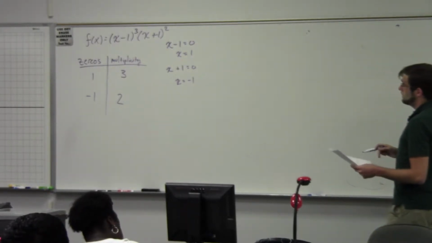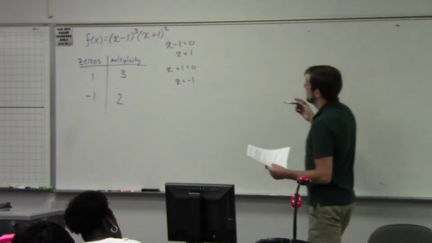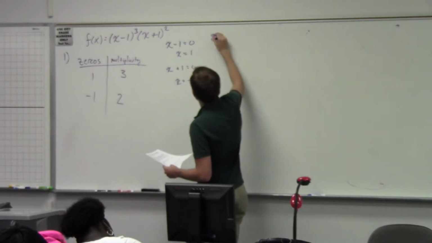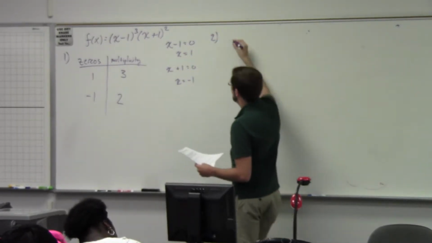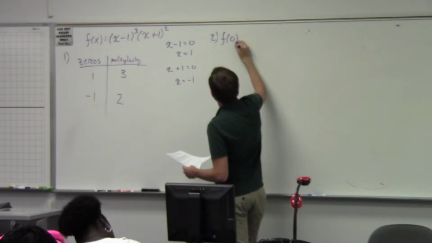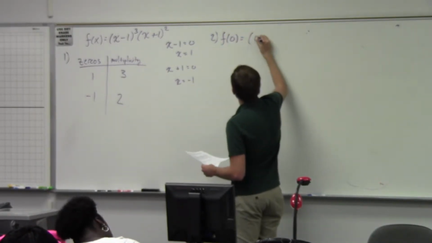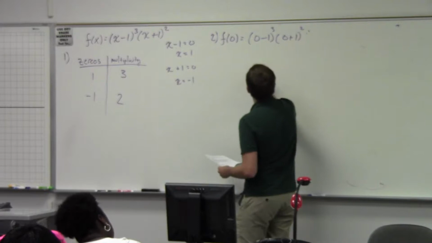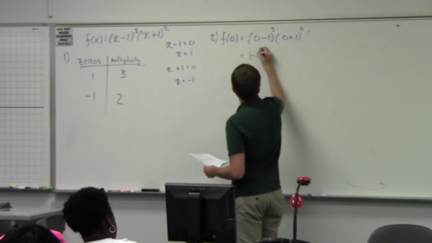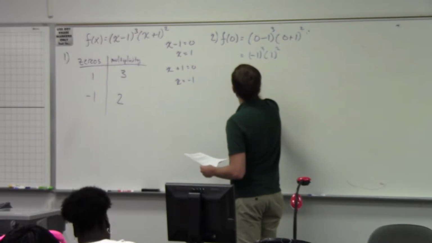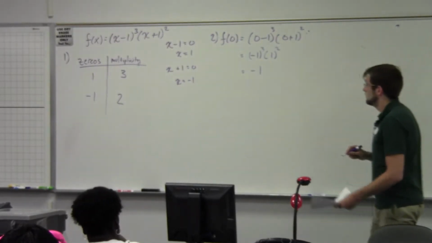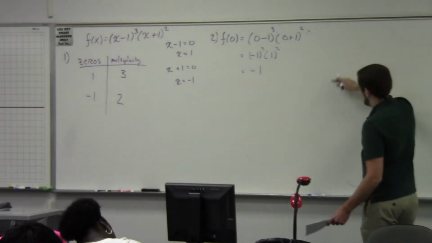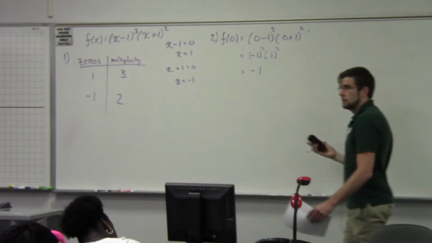All right, and we don't have to rationalize it. We found the zeros already, so this is step 1. Step 2 is to find the y-intercept, and the y-intercept is when we set x equal to 0. So I have 0 minus 1 cubed and 0 plus 1 squared, and I get negative 1. Is that all right for everybody?